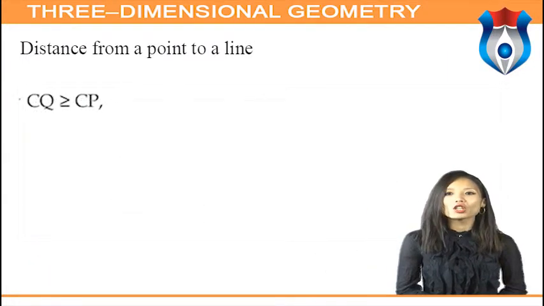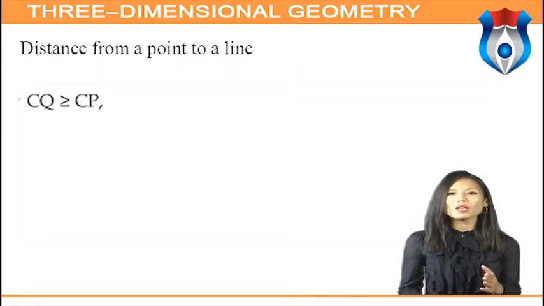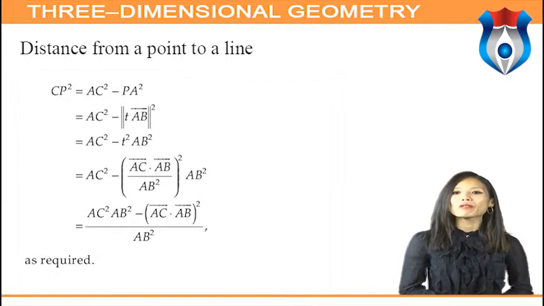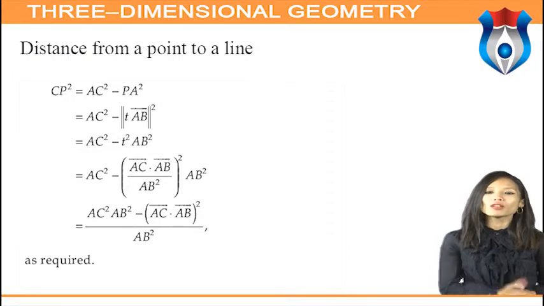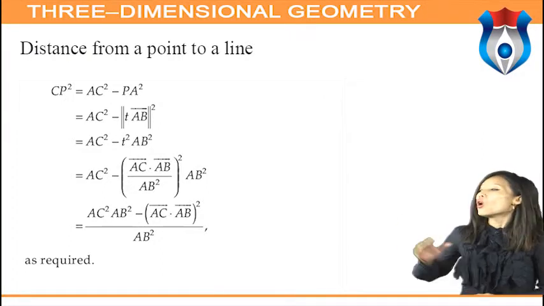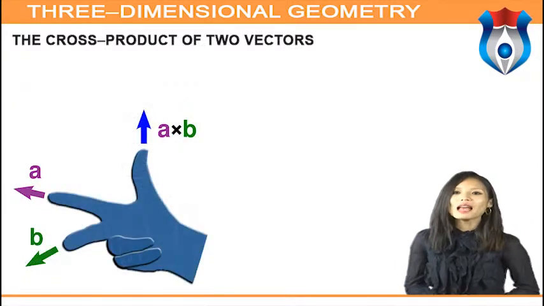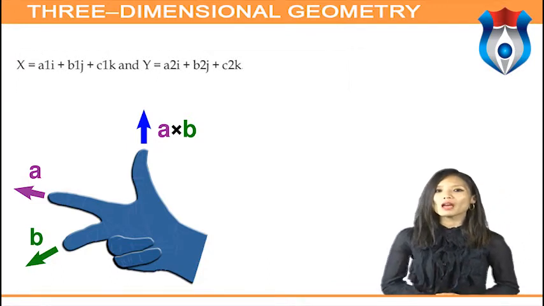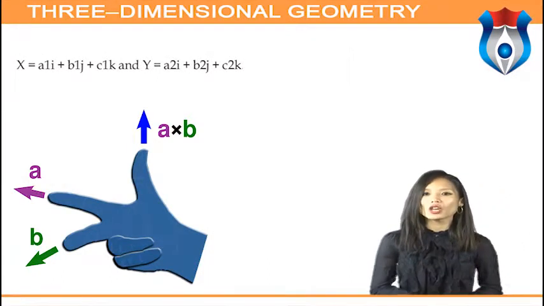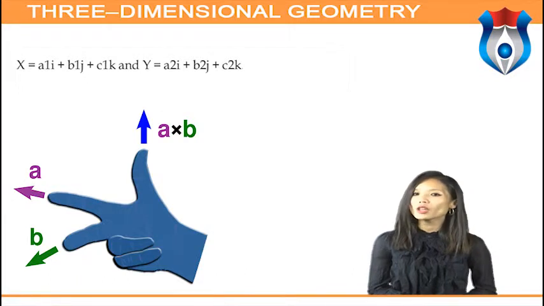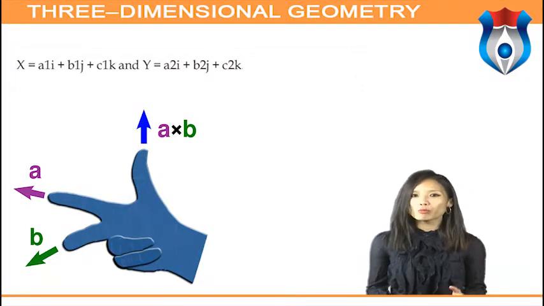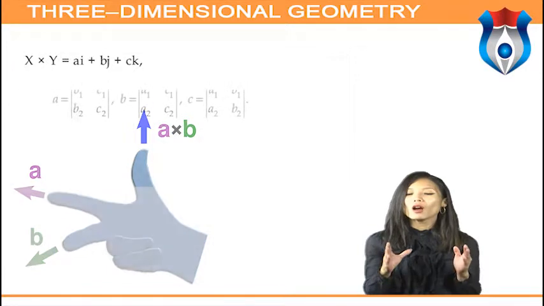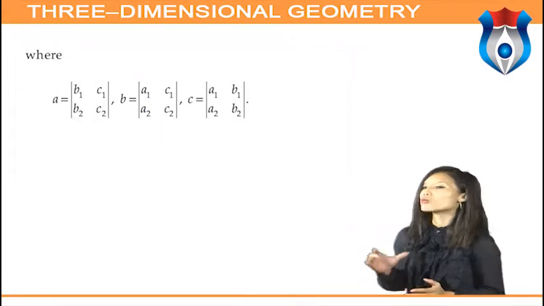The inequality CQ greater than or equal to CP, where Q is any point on L, is a consequence of Pythagoras' theorem. Finally, as vectors CP and PA are perpendicular, Pythagoras' theorem gives CP squared as shown on the screen. Students, let me define the cross product of two vectors. Let x equal a1 i plus b1 j plus c1 k and y equal a2 i plus b2 j plus c2 k. Then the cross product of x and y is defined as shown on the screen.